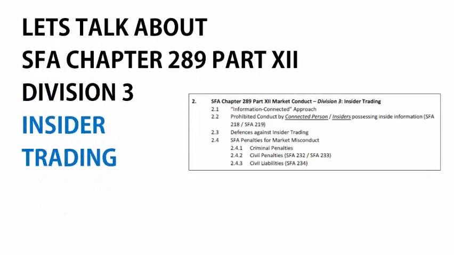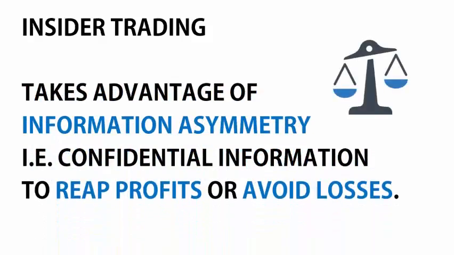Next, let's talk about SFA Chapter 289 Part 12 Division 3, Insider Trading. Insider trading basically means taking advantage of information asymmetry, i.e. confidential information that is not available to the public, to reap profits or avoid losses when you trade on the security.